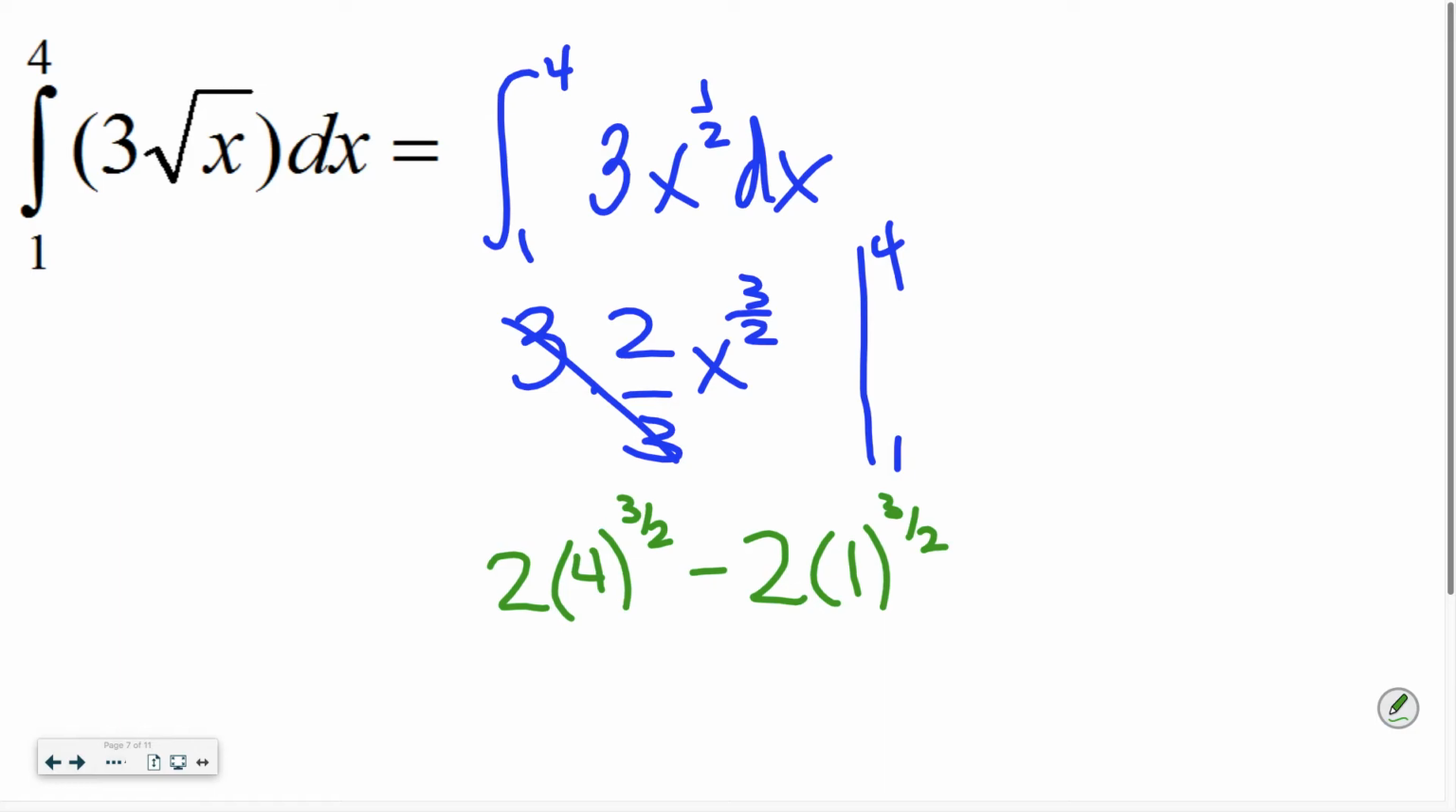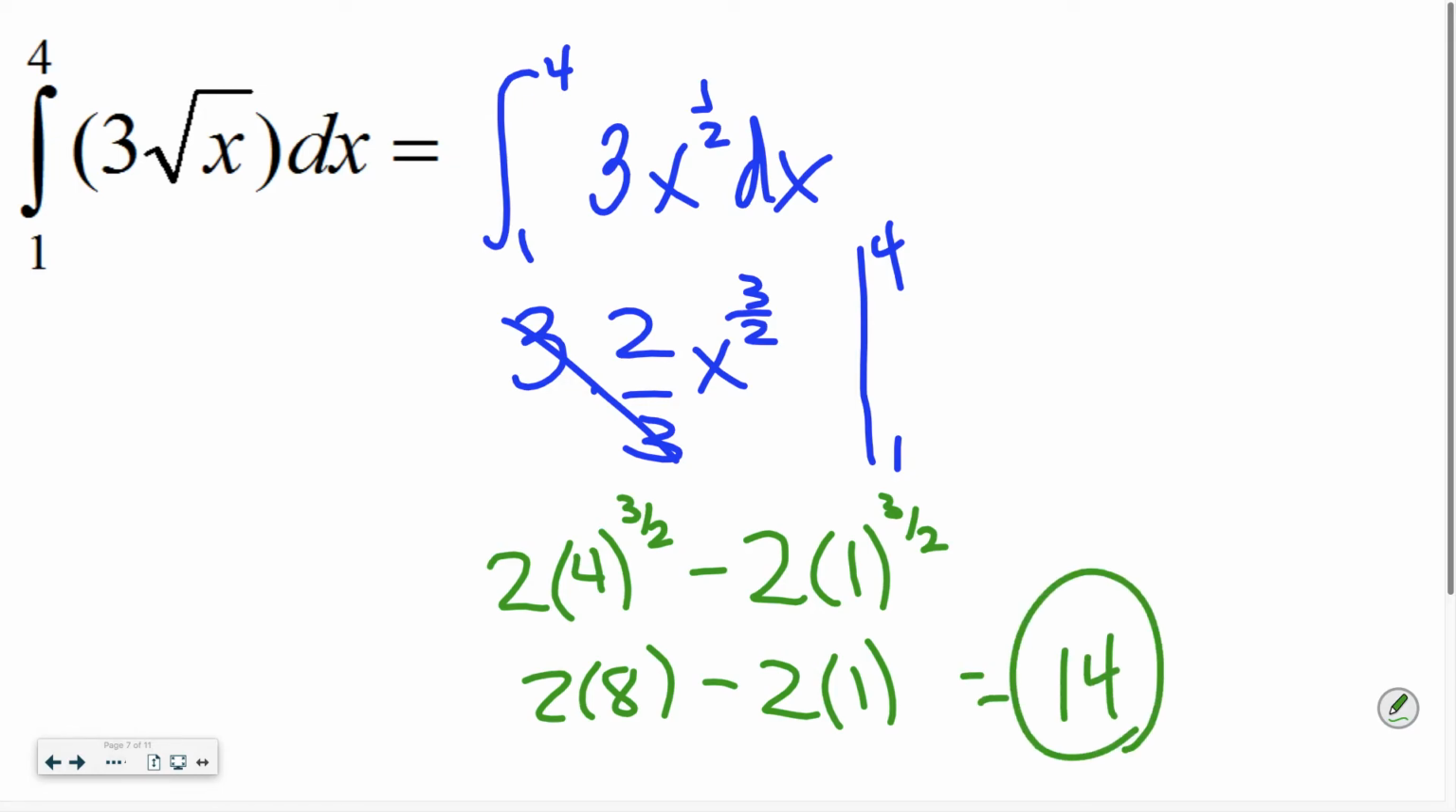Without your calculators, what is 4 to the 3/2? 8. The square root of 4 cubed. 8. Okay. So we have 2 times 8 minus 2 times 1 to the 3/2, which is 1. So the answer is 14.